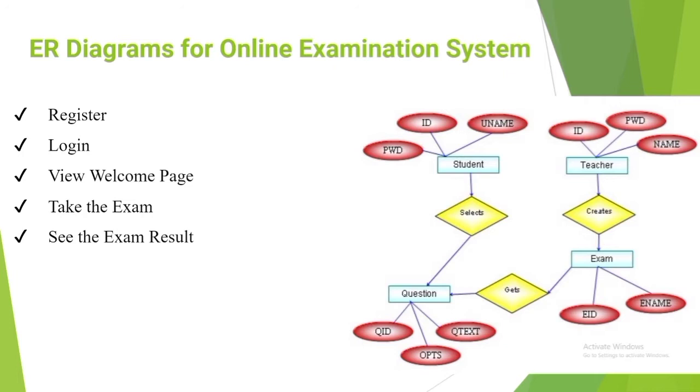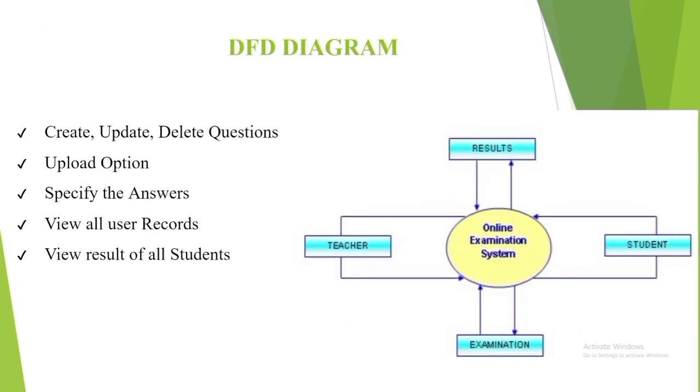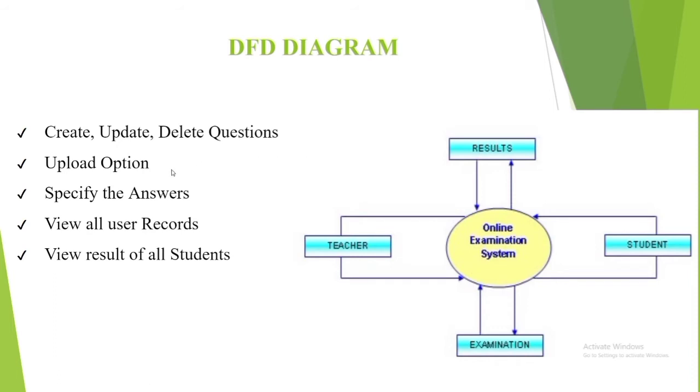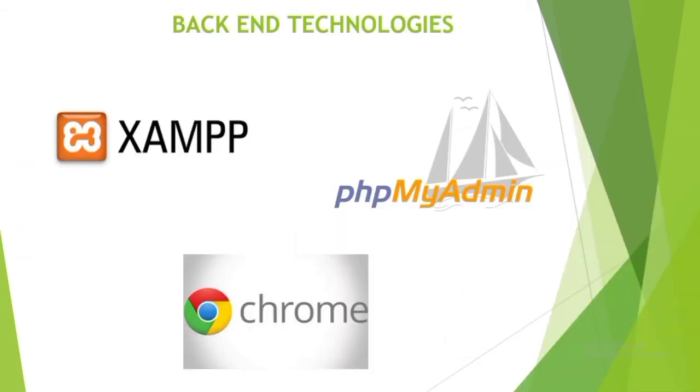We'll be starting with a register and login page, and then we have the welcome page, take the exam, and see the exam results. In the DFD diagram, that is the data flow diagram, this is our main system, and then there'll be results, teachers, students and examination. So we can create, update, delete questions, upload options, specify the answers, view all user records, and view results of all the students.